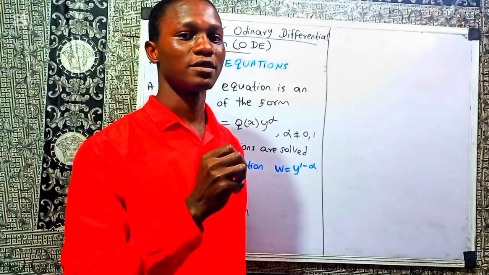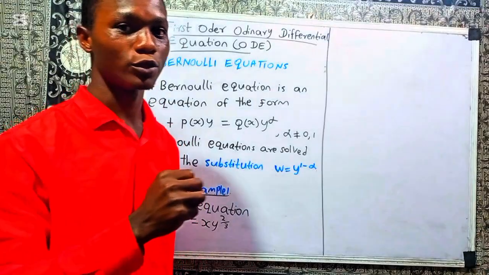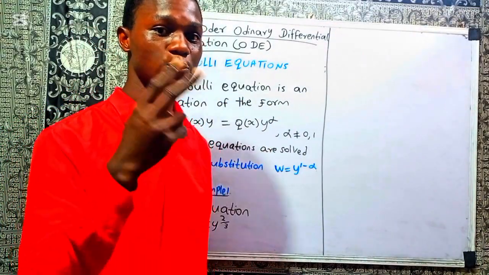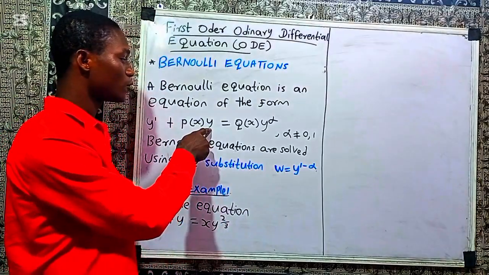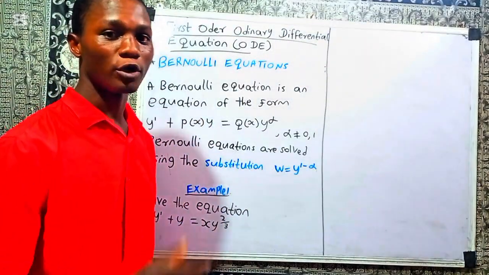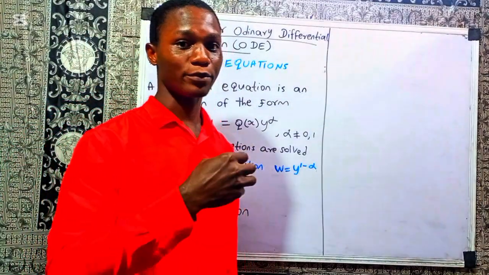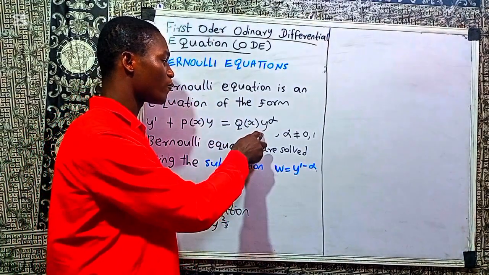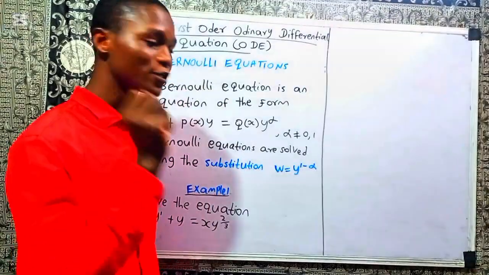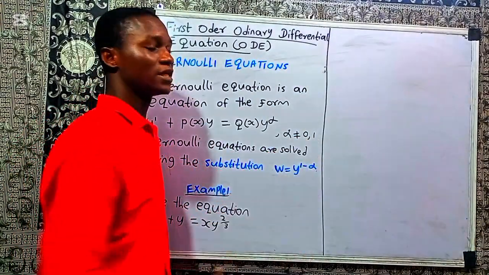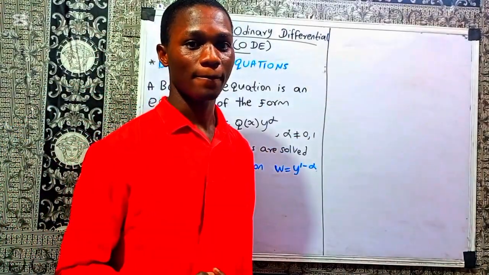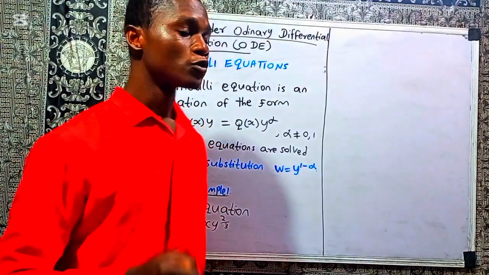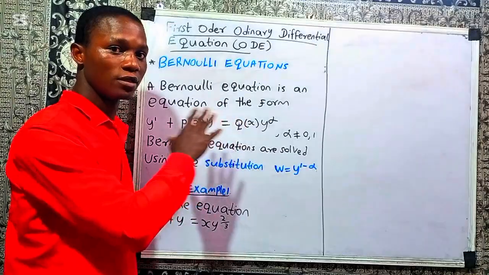Then the power of the dependent variable in one of the other two terms is 1. What is the power of y here? 1. But the power of the dependent variable in the other term should not be 1 or 0. What is the power of y here? Alpha. But alpha should not be 1 or 0. It can be any other index. So this is how Bernoulli equations look.